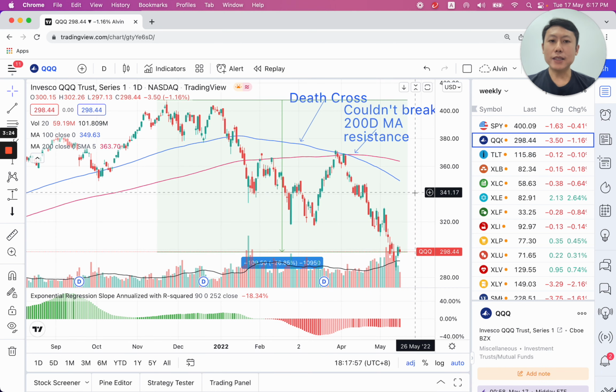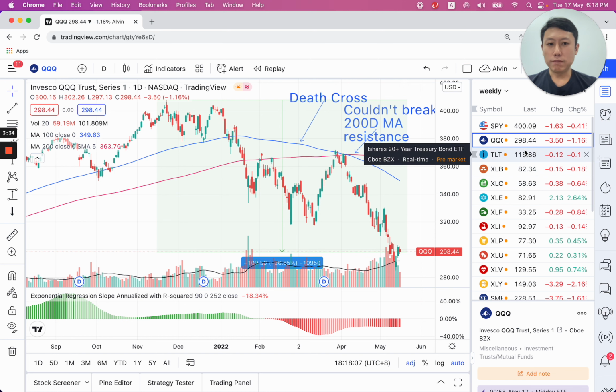So in a sense the tech stocks are definitely more bearish than the S&P 500, which includes a lot more other sectors rather than just tech alone. And this is due to the interest rate that's going up to combat the inflation. And it seems like the Federal Reserve is still bent on increasing the interest rate.